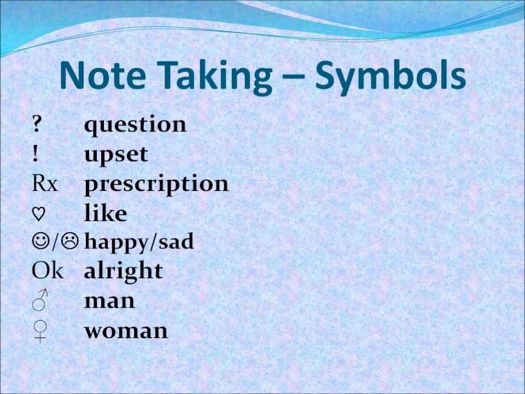Here we have the question sign, the upset sign, the prescription sign, the little heart can be represented as to love or to like. Happy, sad, the okay, the man and the woman. Here it's important to point out that there are many symbols out there that are very handy that are not included here that can also be used, but we don't want to fill our brain with symbols because sometimes it can be, like we said before, a hindrance to have too many symbols. It's always good to have symbols because an image or a symbol can represent many words, and it's a good trigger for our memory.